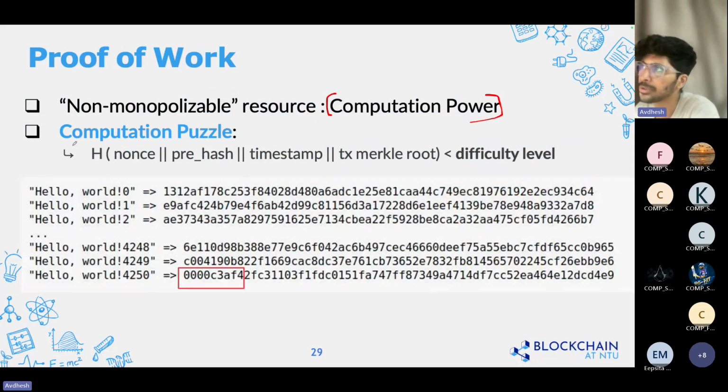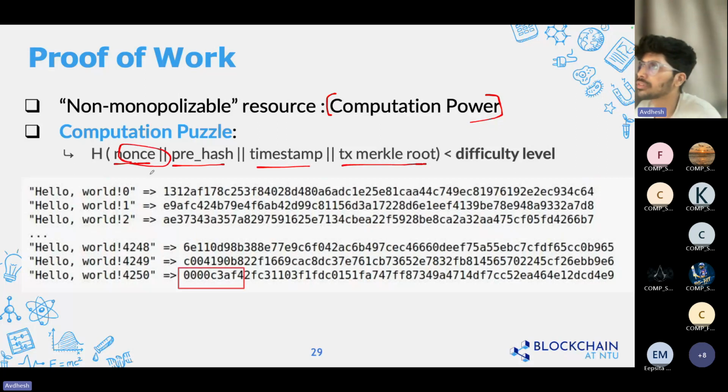A computational puzzle is similar to when we were children and used to solve a jigsaw puzzle, which used to take time, right? The same concept is applied in the computational puzzle. So if you want to propose a block and add it to the main blockchain system, you concatenate the nonce, the previous hash, the timestamp, and the transaction root. So we are getting a nonce here again, right? This is the major fun part here.